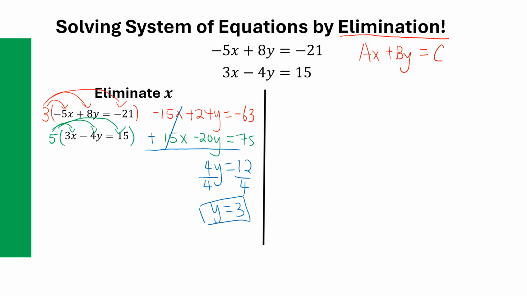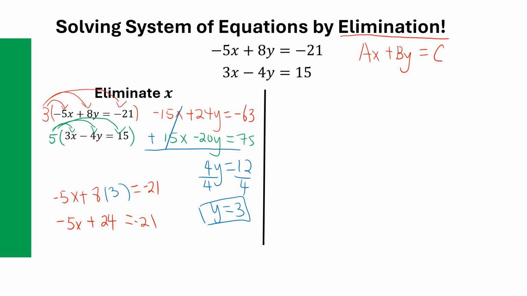And then to find out what x is, you use one of the equations to plug in the y value to find x. And it doesn't matter which equation you use. So let's say I'm using the first equation, so negative 5x plus 8 times y, and y is 3, equals negative 21. And now I'm going to simplify this equation. So we have negative 5x plus 8 times 3, which is 24, equals negative 21.